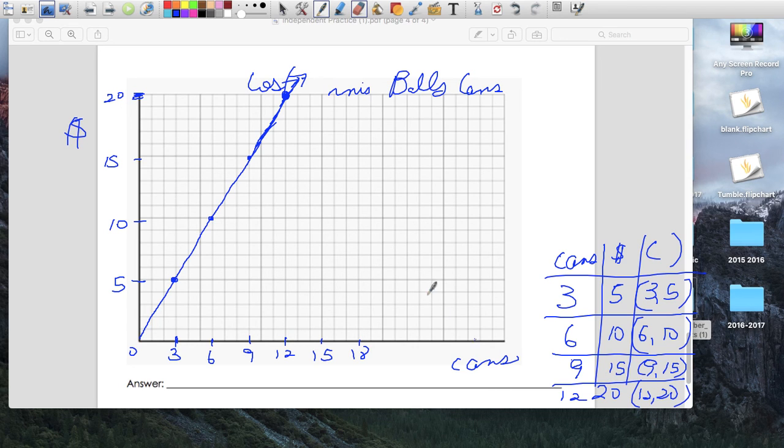So even if I didn't create that part on the table, I could have just used the graph, and I can even, if this graph was bigger, find out what 15 cans would cost me by following this straight up. Okay, that's that. I don't think that was that difficult, nevertheless, hopefully we got something here.